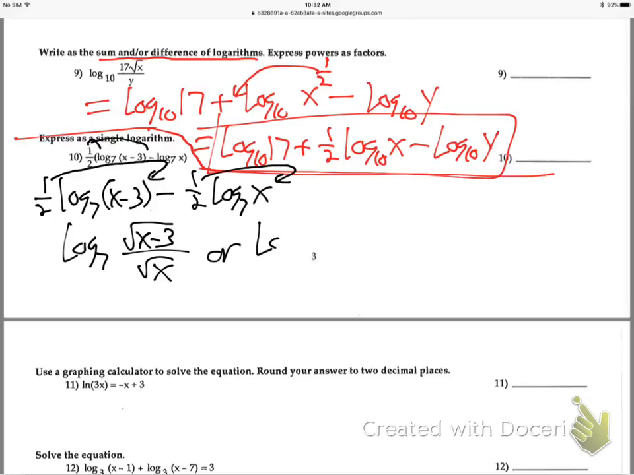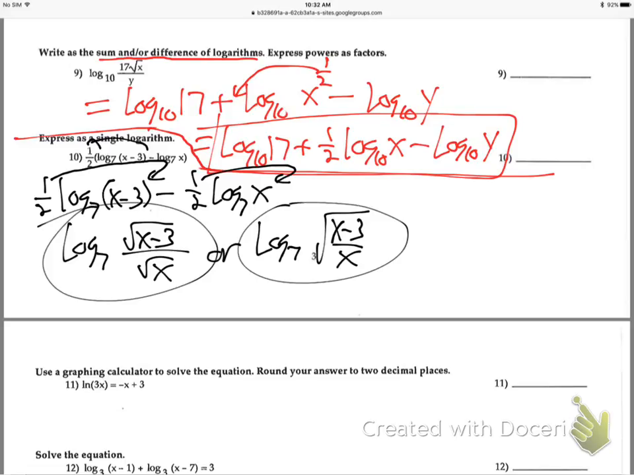Log base 7 of one big root. Same thing, this or this. The subtraction became division. The halves in the front became roots. Half power is a root. We made them one log. So just numbers 9 and 10 are testing the log property knowledge. All right, good. I'm going to move on to number 11.